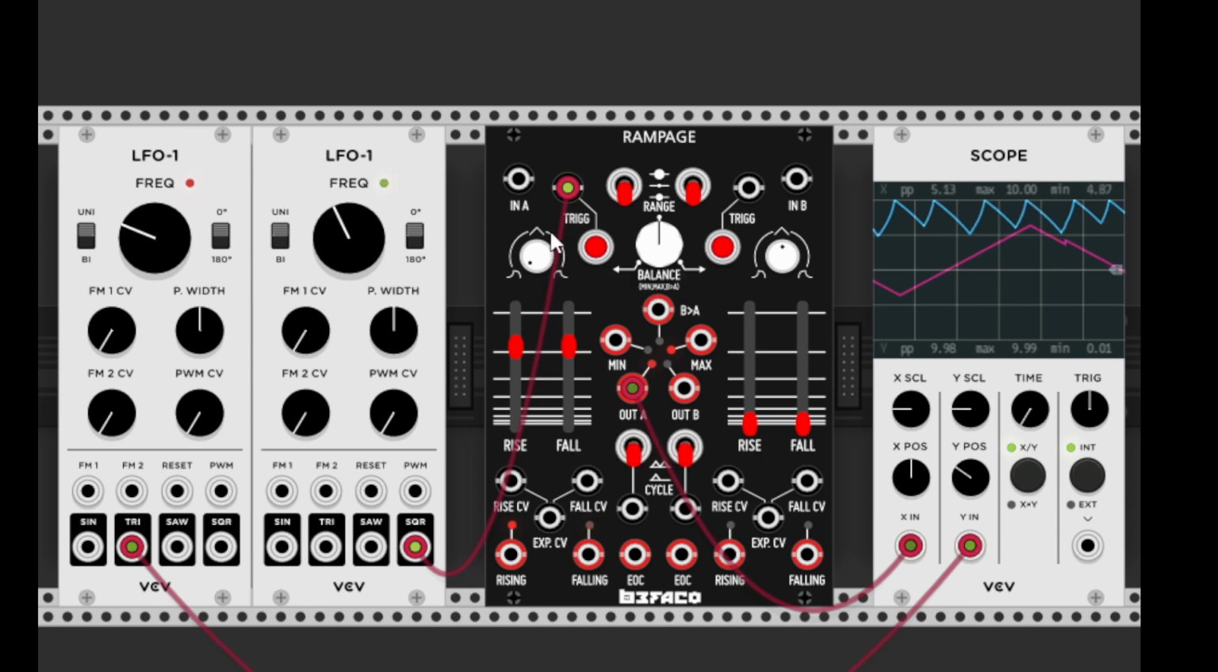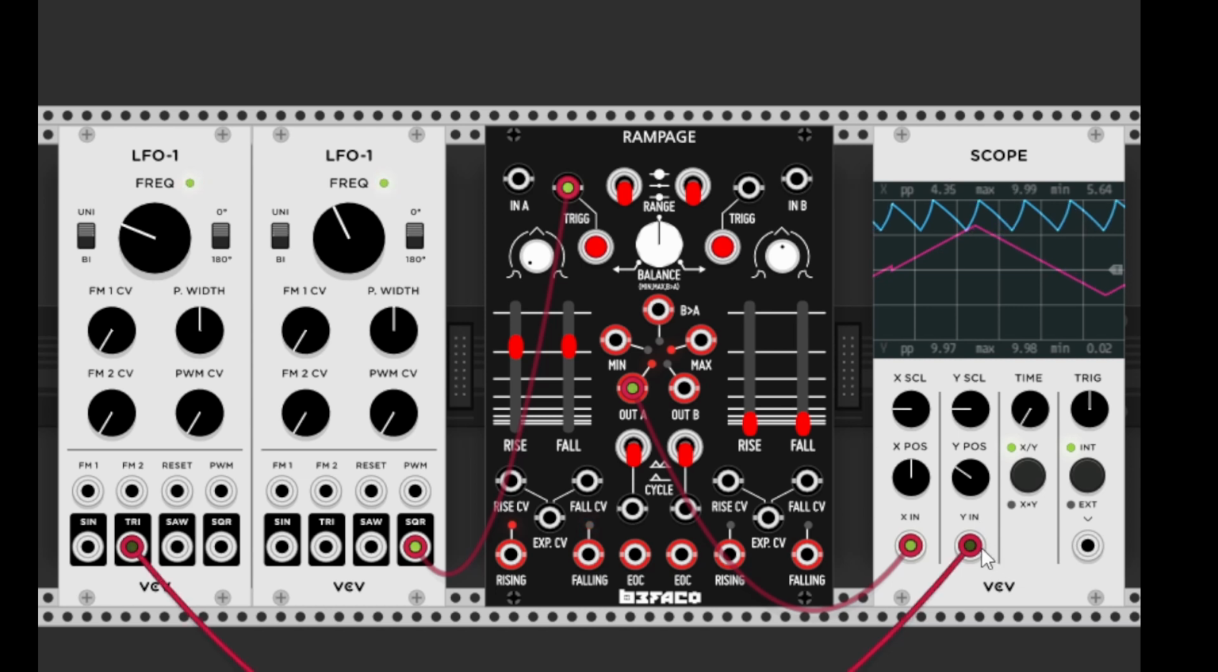It's the same with unit B here on the right side. Now let me talk about the outputs here, minimum, maximum, and B higher than A, as well as the balance knob. So minimum, maximum, and B is higher than A are comparators. B is greater, higher than A is a simple comparator.